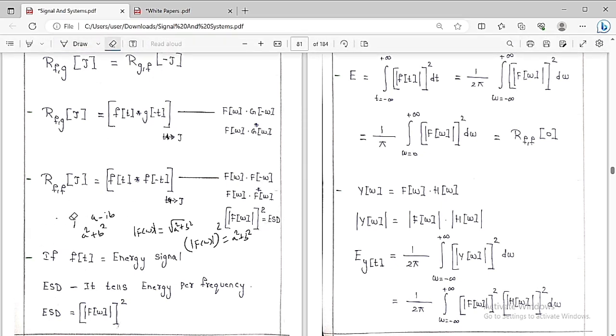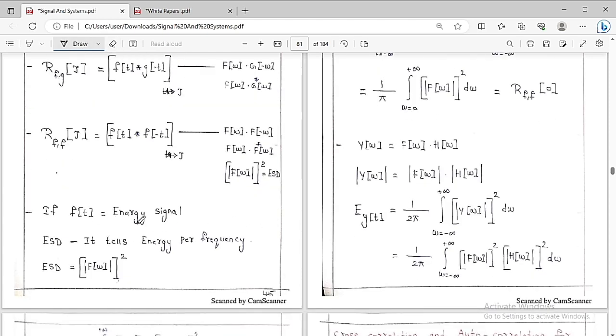So we can say if F of omega is A plus iB, then F conjugate of omega is A minus iB. If we multiply these two, we get A square plus B square, which is nothing but mod of F of omega whole square. So F of omega into F conjugate of omega is equal to mod of F of omega whole square. This is called the energy spectral density.